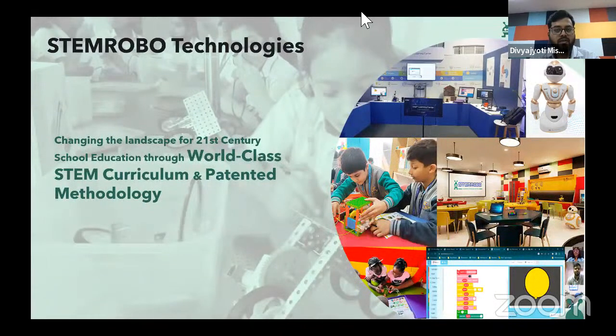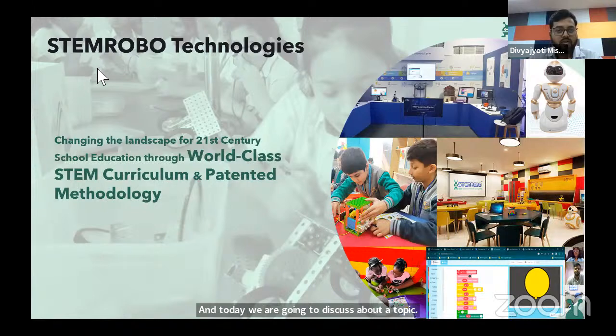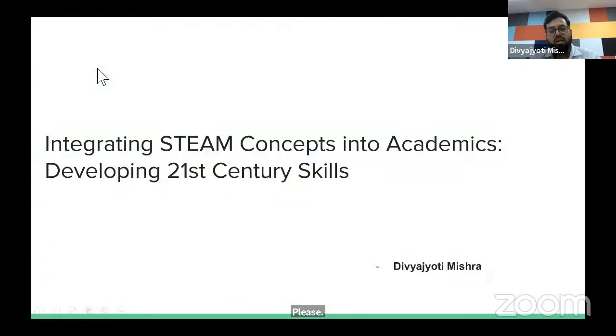Good evening, everyone. Once again, we are going to start this presentation. I'm Divyajyoti Mishra from STEM Robot Technologies Private Limited. Today we are going to discuss a topic related with how to integrate the STEM concept into academics so that we can develop 21st century skills among the students.